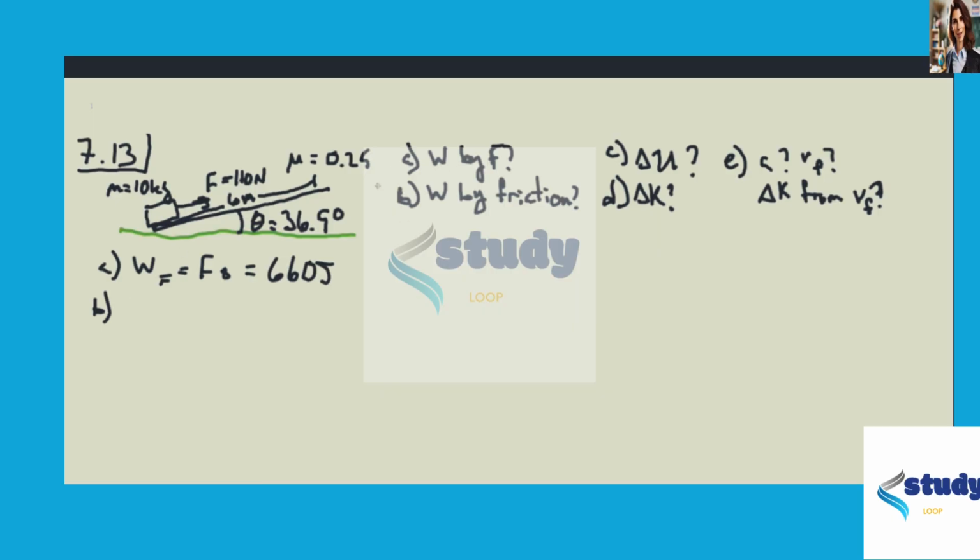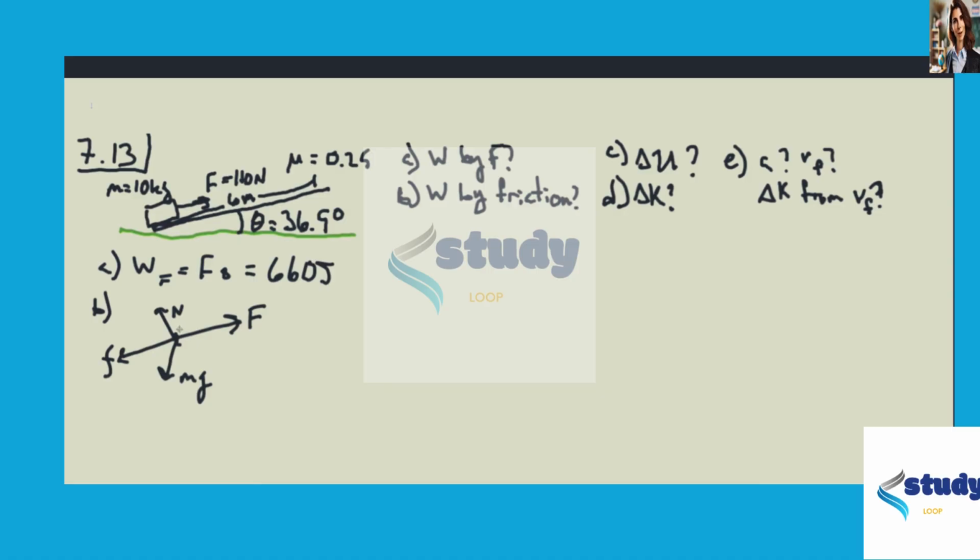So to calculate the friction force, let's think of a free body diagram here. If this is our microwave, here's our force, capital F. Well, let's make it look like a capital F. Here's the force of friction going in the other direction. Here's the weight. And then here will be the normal force.